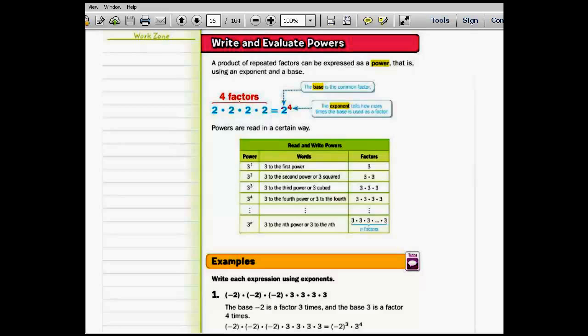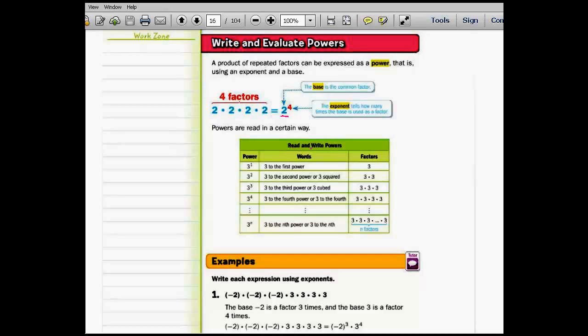So if we say we've got a 2 with an exponent of 4, 2 is the base. That is what is being multiplied together however many times the exponent tells you. So the exponent is 4, so that means that you have 2 multiplied together 4 times. So 2 to the 4th power is how you say that.